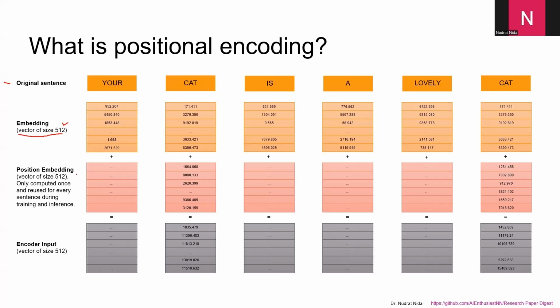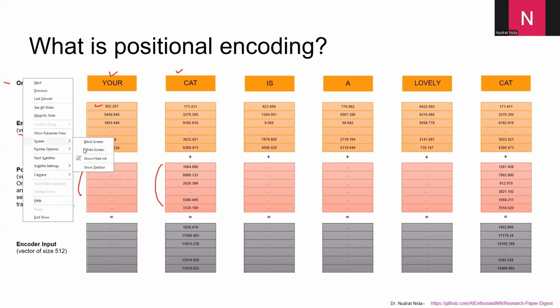For the next sentence, the first token has the same positional encoding. The second token of the next sentence has the same positional encoding. So the model computes the positional encodings first, then saves them, and they remain the same for the next sentences as well. So these embeddings are combined with the positional encoding to form the encoder input. That is how positional encoding is calculated for the transformer.